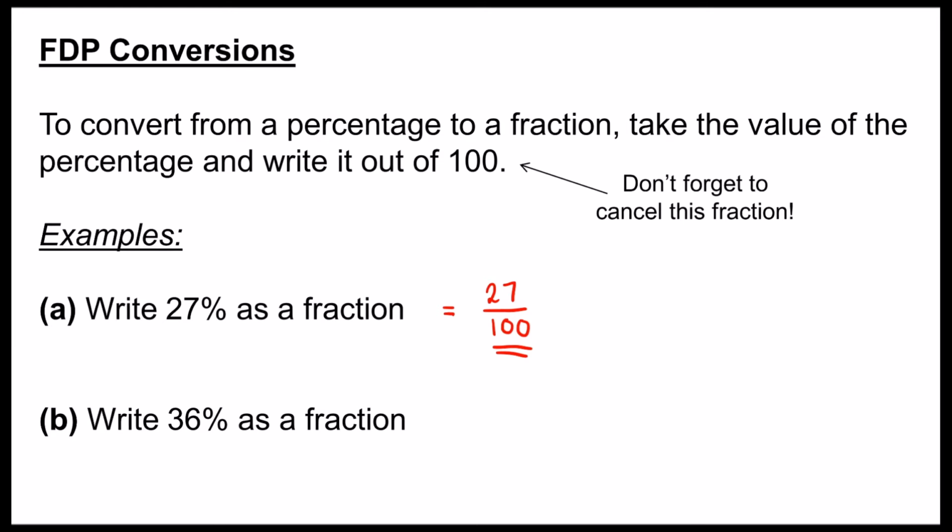In my second example, I'm asked to write 36% as a fraction. So again, I'd say that this is 36 over 100 and then try and cancel it down. This time I can divide the top and bottom by 4, so this would give me 9 over 25 as my simplified answer.